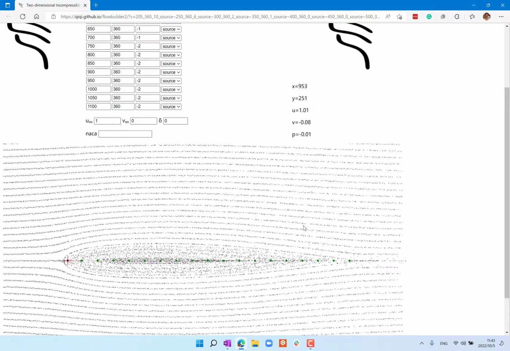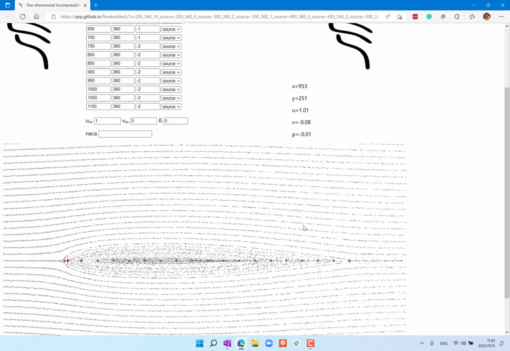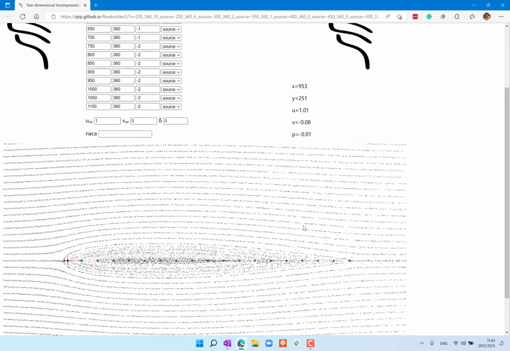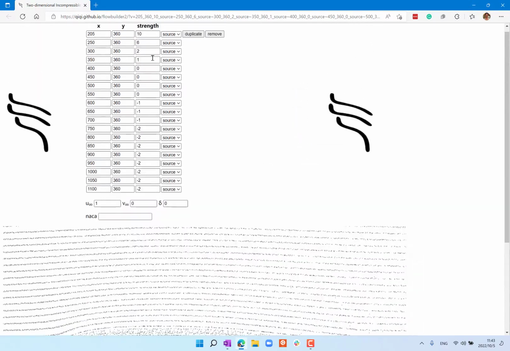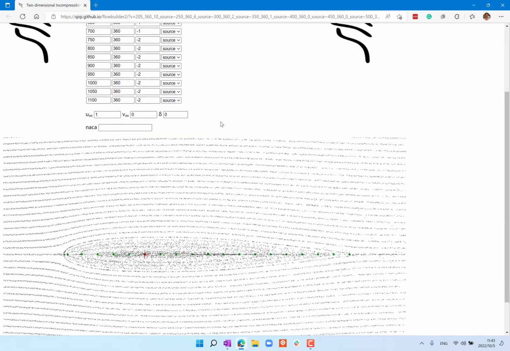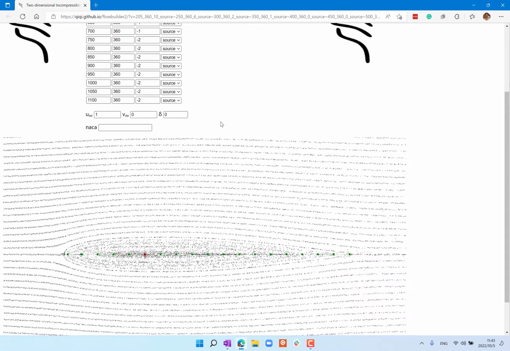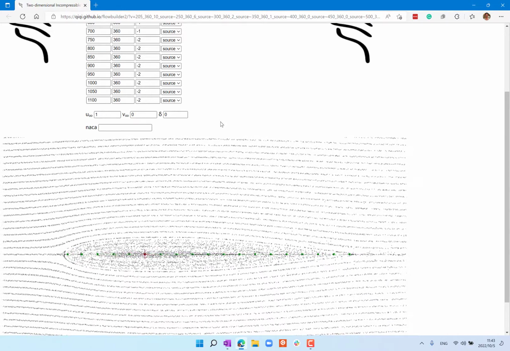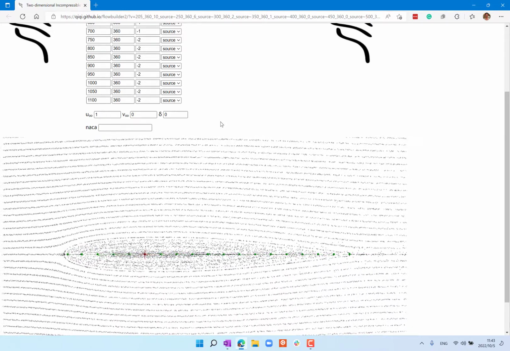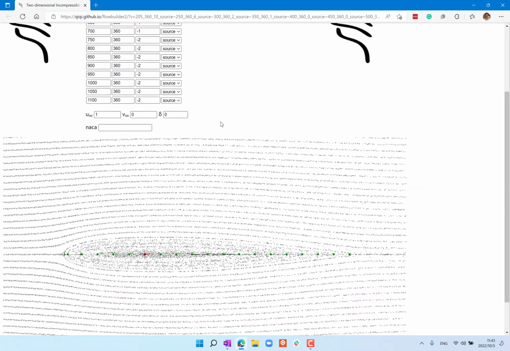Whenever the derivative of the thickness is high, I have a high strength source. Whenever the derivative is almost 0, as I go downstream a little bit, around here the derivative of the thickness is almost 0, I have a zero strength source. As I go further downstream, the thickness starts to decrease. That means the derivative of the thickness with respect to x is now negative, so I have a sink, a negative strength source.